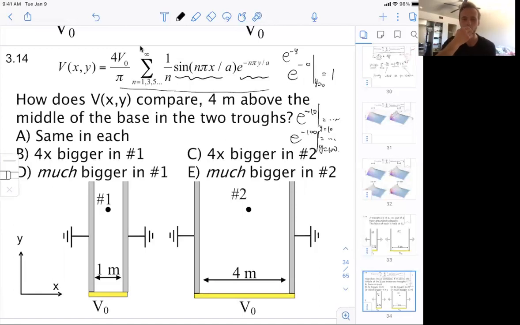No, x has to be exactly such that x over a makes n pi in order for the sine to be 0, right? Yeah. Other x, you will not have a 0 sine. So it's a very good point. We have to see which one dominates.